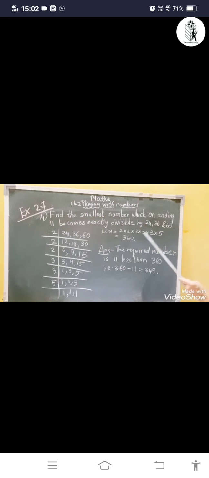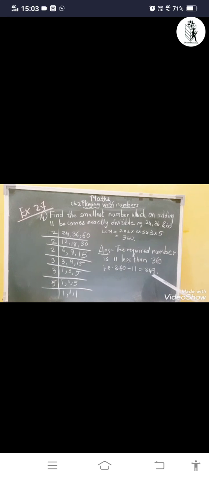Now what is required? Read the question properly. Find the smallest number which on adding 11 becomes exactly divisible by these numbers. That means in this 360 already 11 is added. So now you remove that 11 from this and you will get the smallest number. So the required number is 11 less than 360. 360 minus 11 will give you 349.